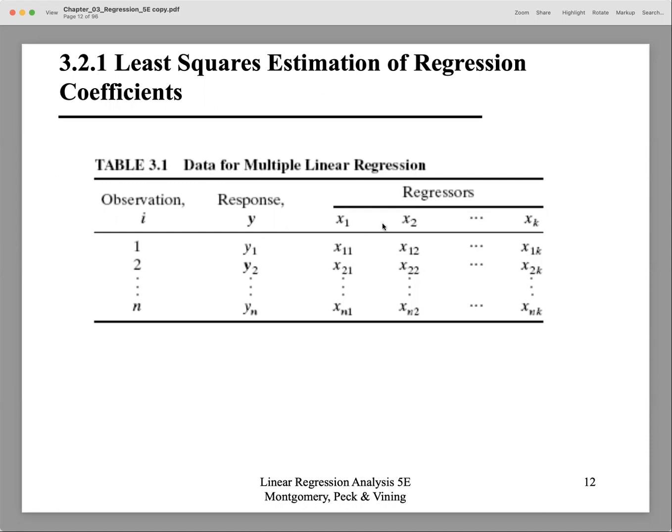And then the regressors have been subscripted with double subscripting, x sub ij, again, i corresponding to the observation or the row in the data set, and j corresponding to the particular regressor or explanatory variable. So that is how we would organize the data set, and it's a good way to think about it in terms of conceptualizing what that data set looks like.